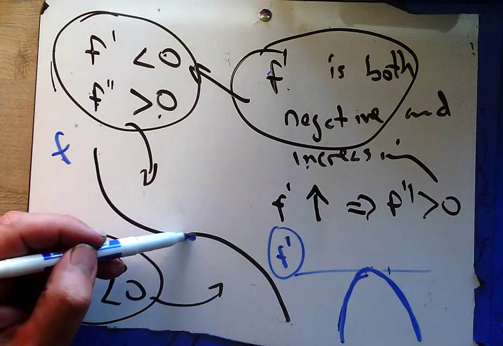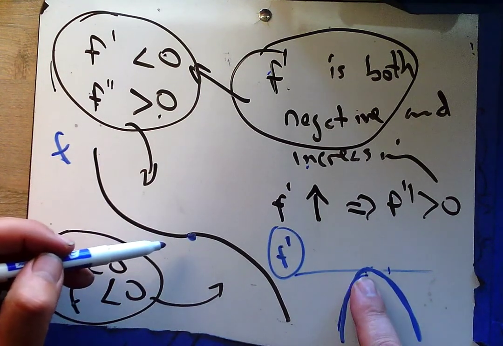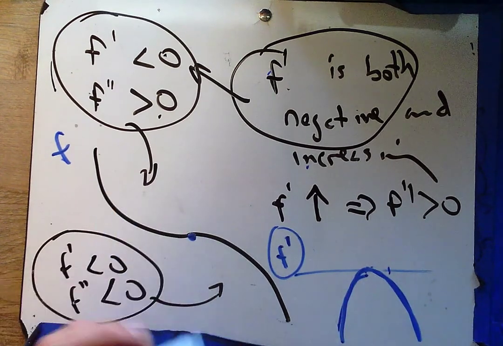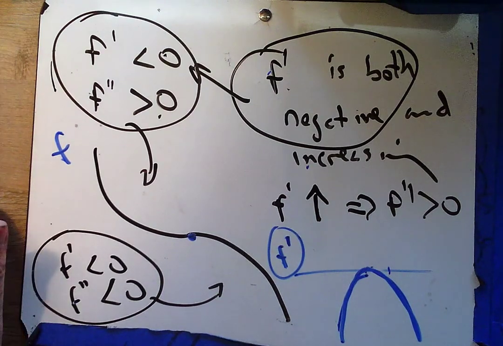Concave up means F prime is increasing. Concave down, F prime is decreasing. Good. Whew. All right, that was tough. Oh, wait. Sketch the second derivative.